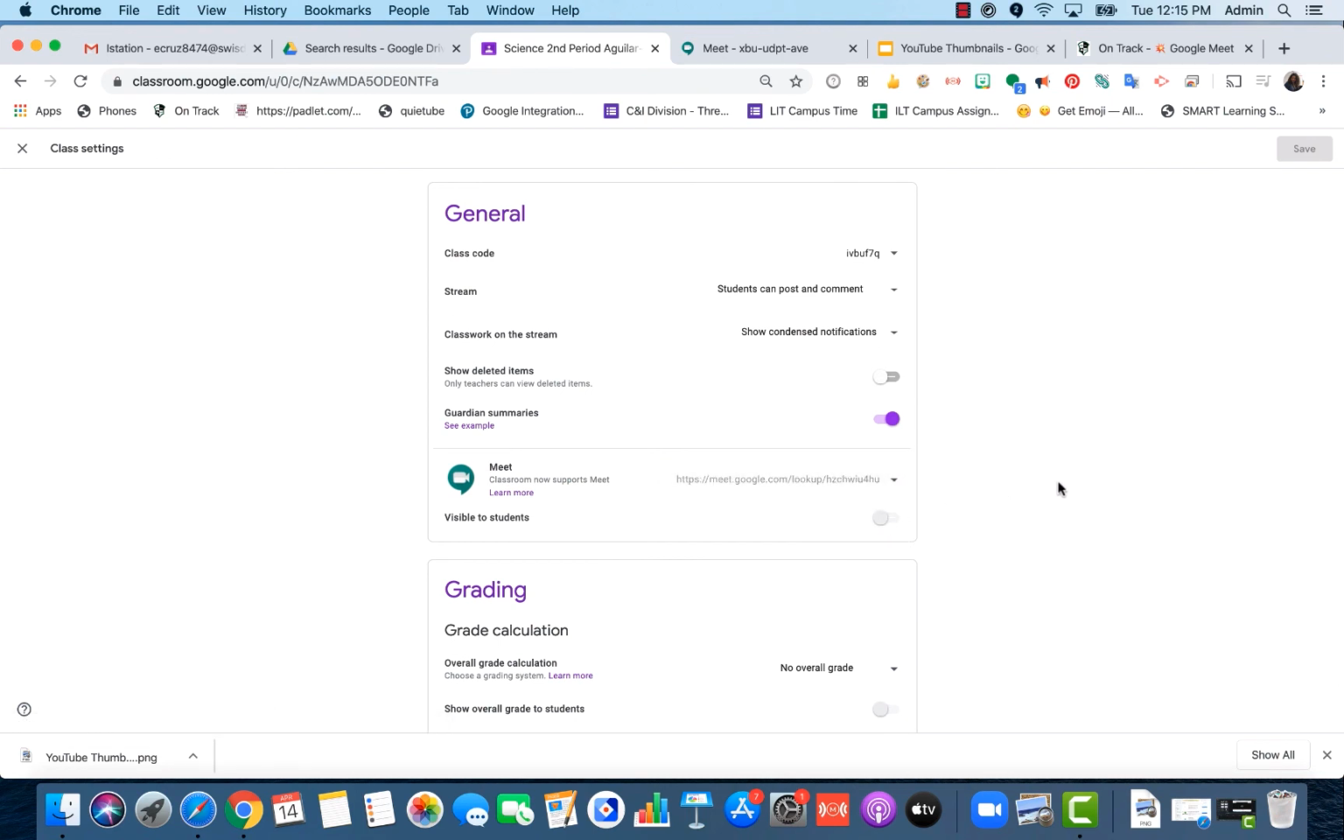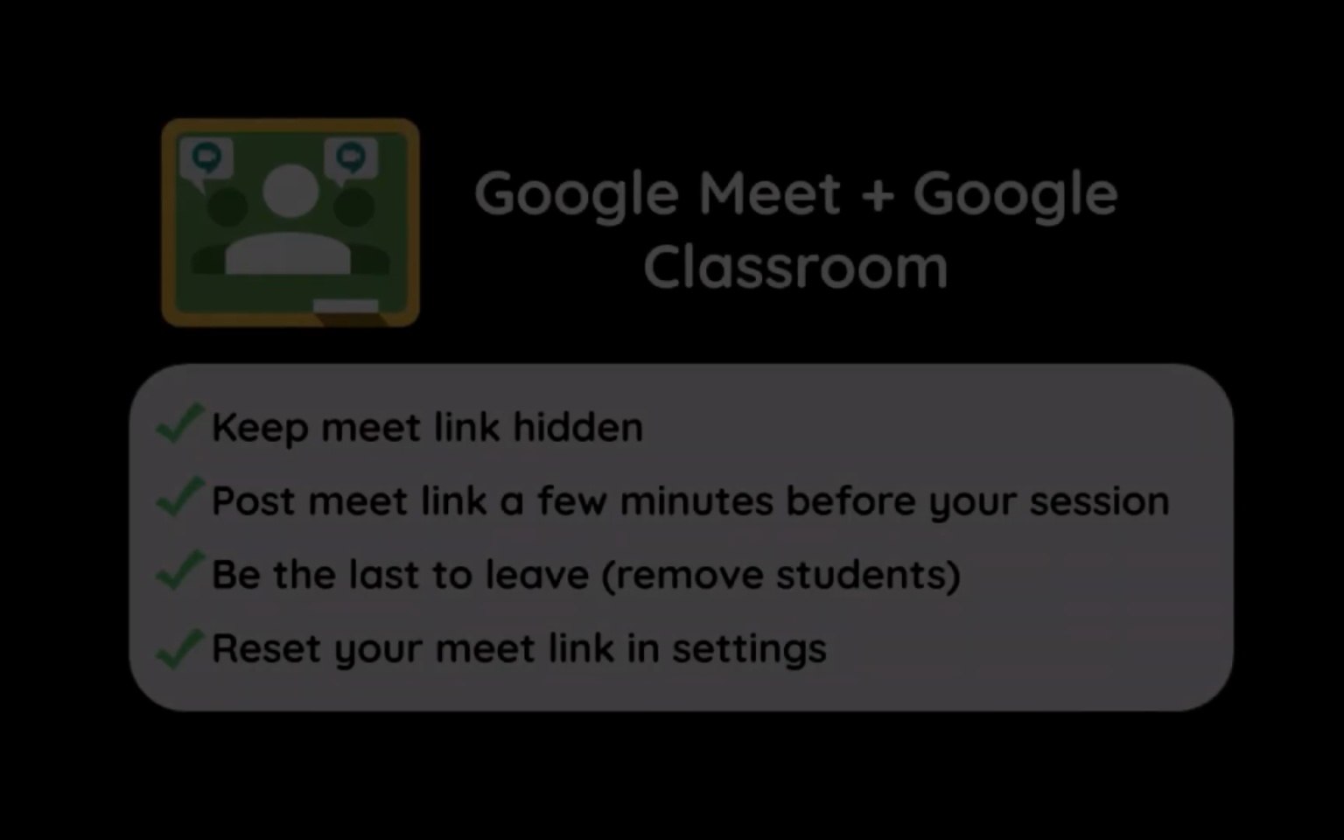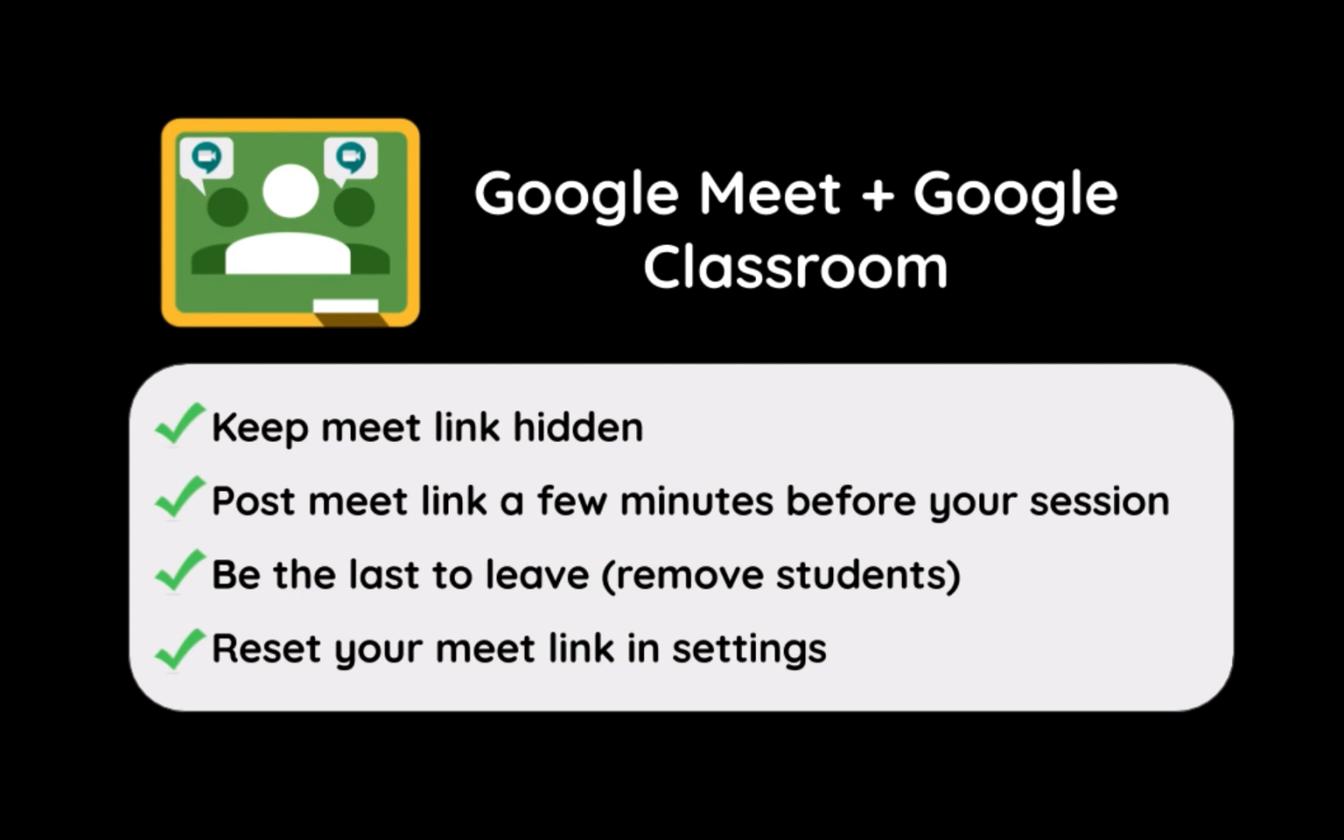Now what happens is during the time that I hang up, there is a small window where students can jump back into the Google Meet, but it will remove the student. So these are the key things to remember when using Google Meet inside of Google Classroom. Keep your link hidden. Post the Meet link a few minutes before your session. Be the last to leave the room. Make sure to remove students if you need to. And then right when you finish your call, go ahead and reset your Meet link in your settings.